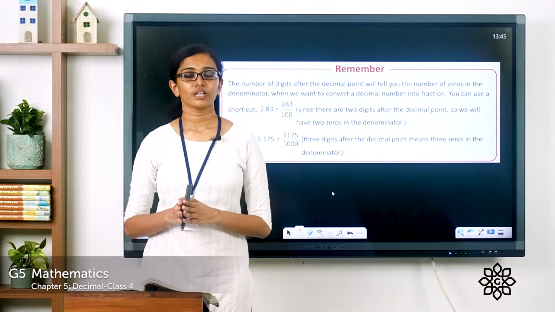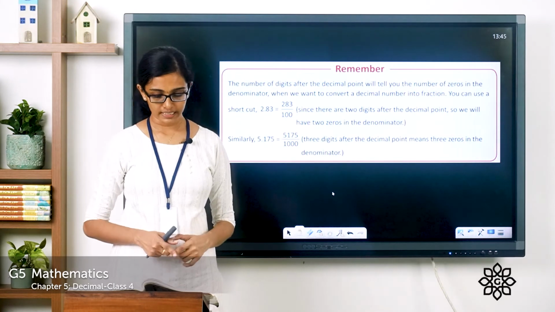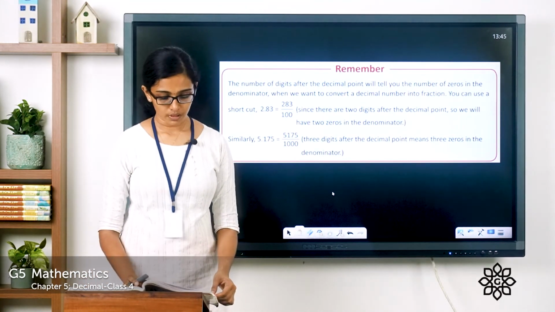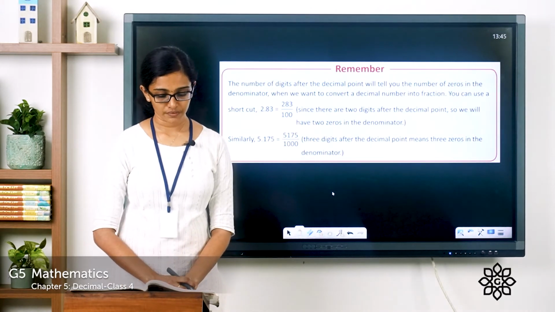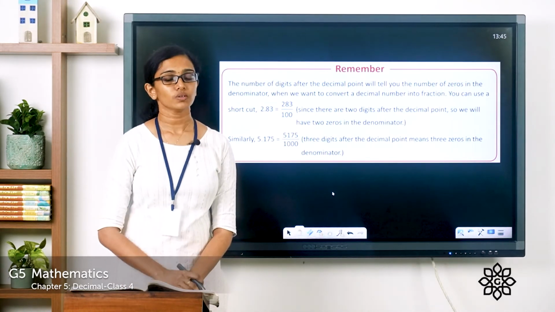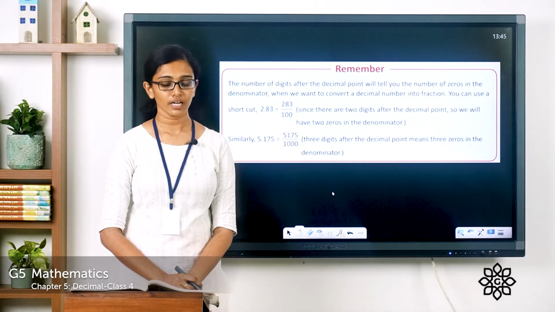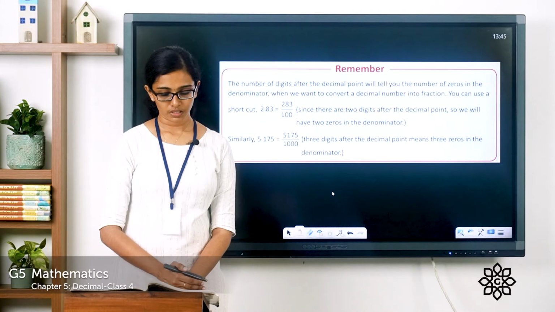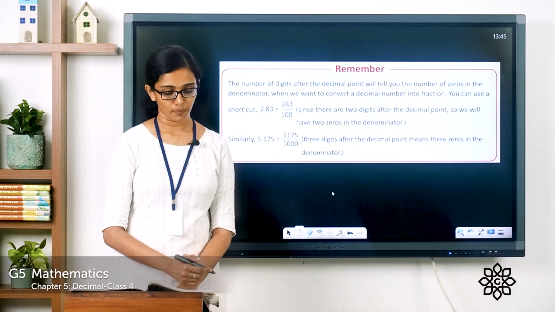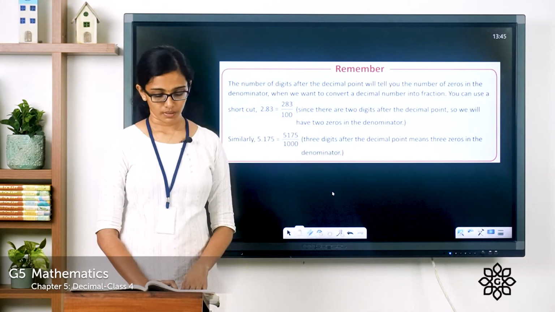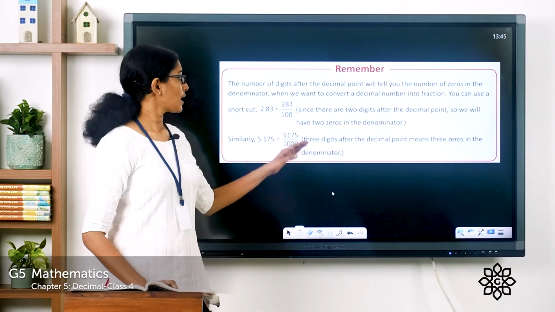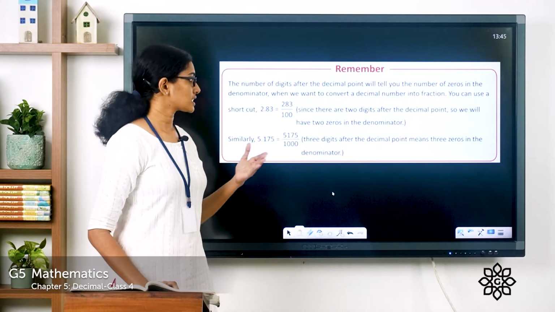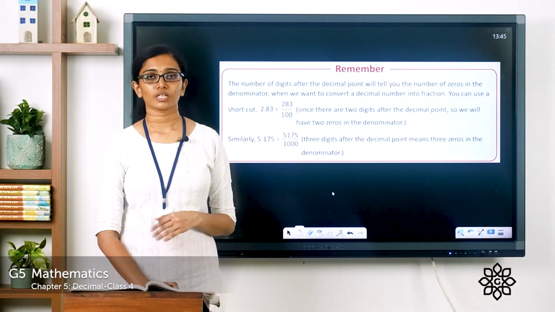Now, you have to remember a few points. You can see this box in page number 84 of your textbook. The number of digits after the decimal point will tell you the number of zeros in the denominator when we want to convert a decimal number into a fraction. We can use a shortcut. 2.83 is equal to 283 by 100. Since there are 2 digits after the decimal point, we will have 2 zeros in the denominator.